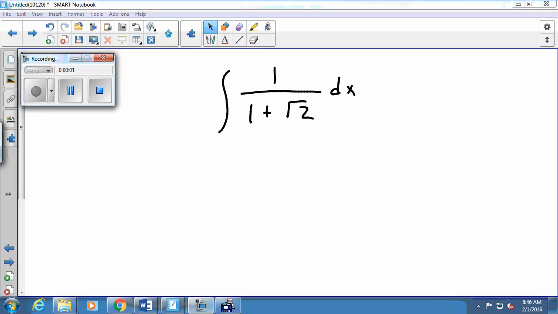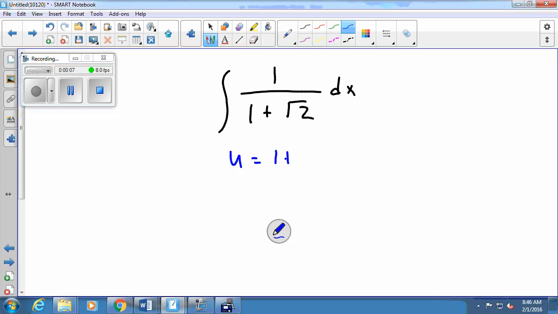Anybody pick a u? You pick the u to be the denominator. That's what I would pick. Not only because the hint told me that, just because I want an x in there. Is it 2x? Sorry about that.